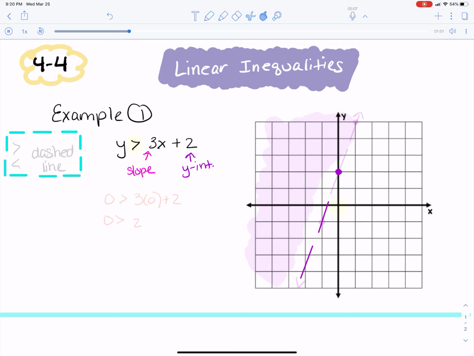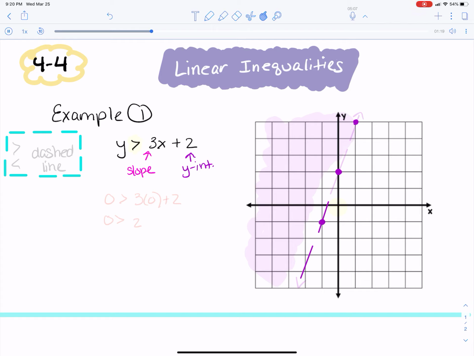And then my slope, well, it's 3 over 1. So we're going to rise up 3. We'll go up 1, 2, 3, right 1. And we can go in both directions. So I can go down from my y-intercept 1, 2, 3, left 1. And go in the complete opposite direction.